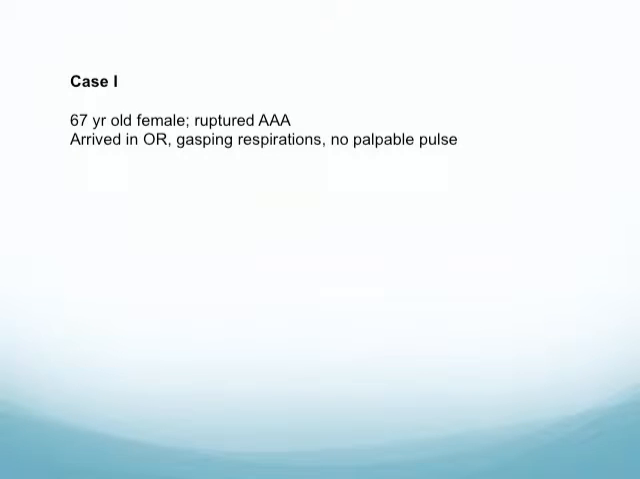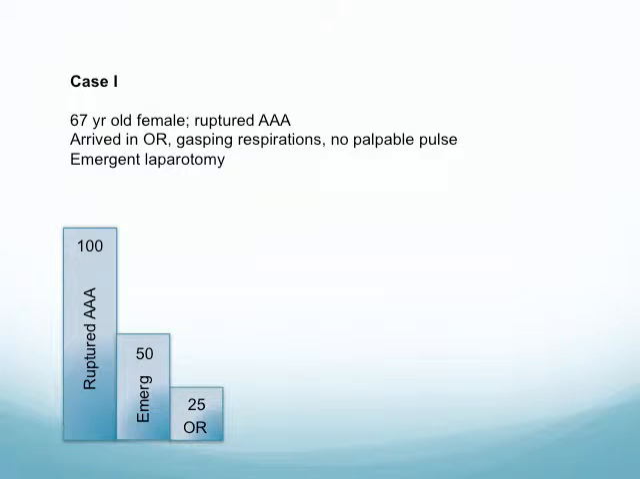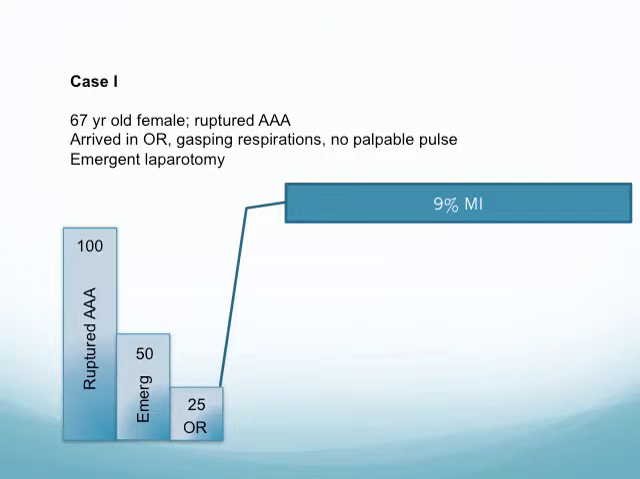The patient arrived in the operating room with no palpable pulse and agonal respirations. The patient was intubated and resuscitation efforts, including an emergency laparotomy, were performed. For every 100 patients with a ruptured abdominal aortic aneurysm, only 50 of them will make it alive to the hospital. If they make it to the hospital, only 25 will survive to get to an operating room with a team equipped to deal with the problem.